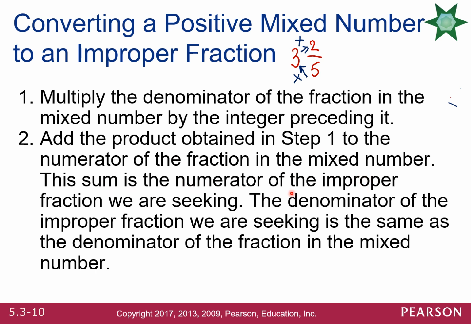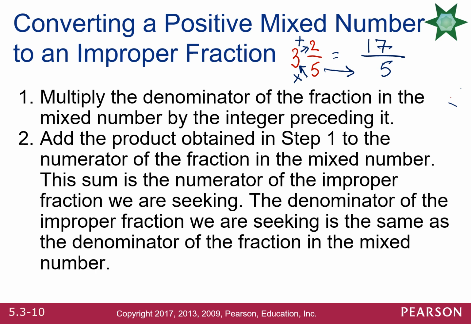So this sum is the numerator of the improper fraction we are seeking. So this is going to be 5 times 3, 15, plus 2 is 17. That's going to be the numerator. And what about the denominator? We said the denominator will be the same as the denominator in the mixed fraction. So the denominator of the improper fraction we are seeking is the same as the denominator of the fraction in the mixed number. So in that case, it's a 5. Just write that value underneath as the denominator of the improper fraction.